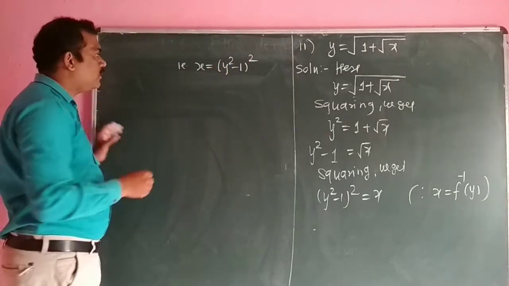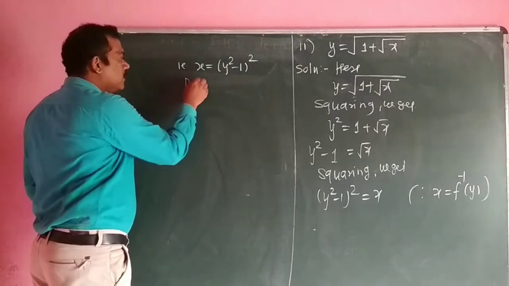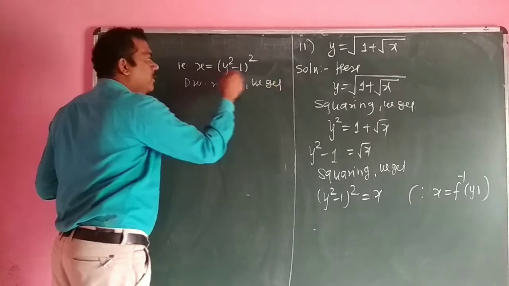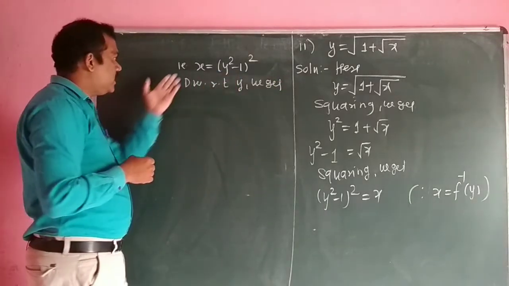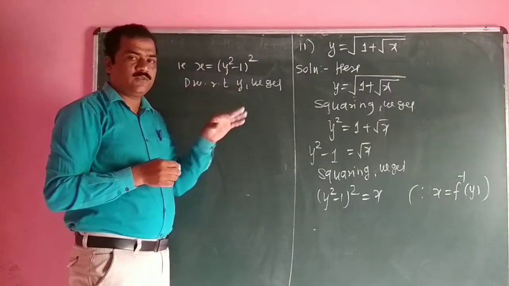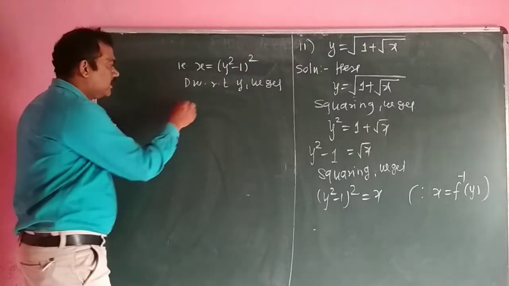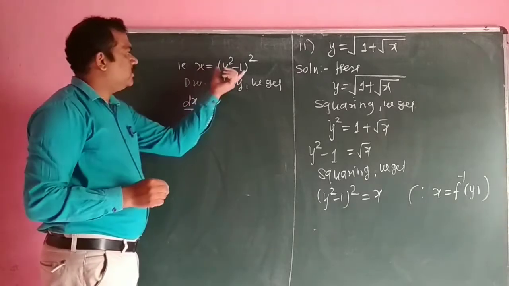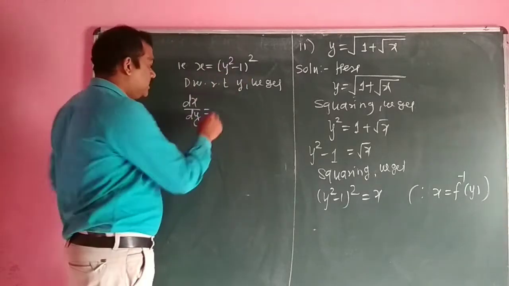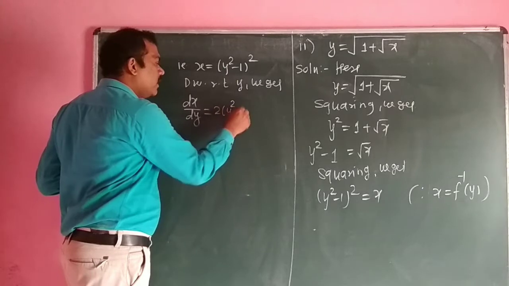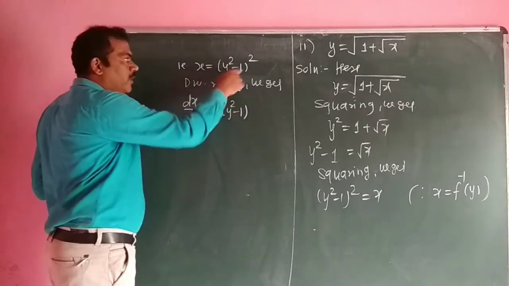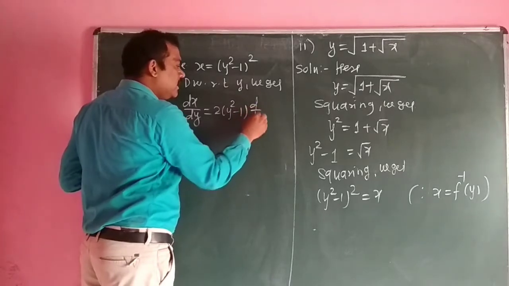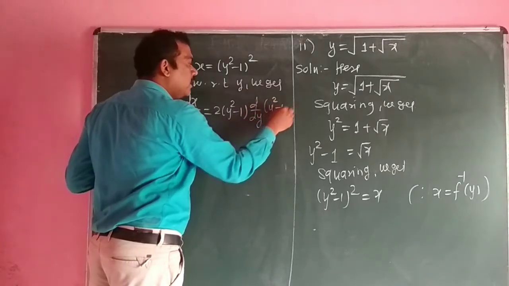We have to differentiate with respect to y. Why do we have to differentiate with respect to y? Because x is expressed in terms of y, so we have to differentiate with respect to y. That we get dx by dy is equal to, by using the power function formula, take this power as it is. From this power we have to minus 1, that is 2 minus 1, 1. Now we have to take the derivative of y square minus 1 with respect to y, that is d by dy of y square minus 1.